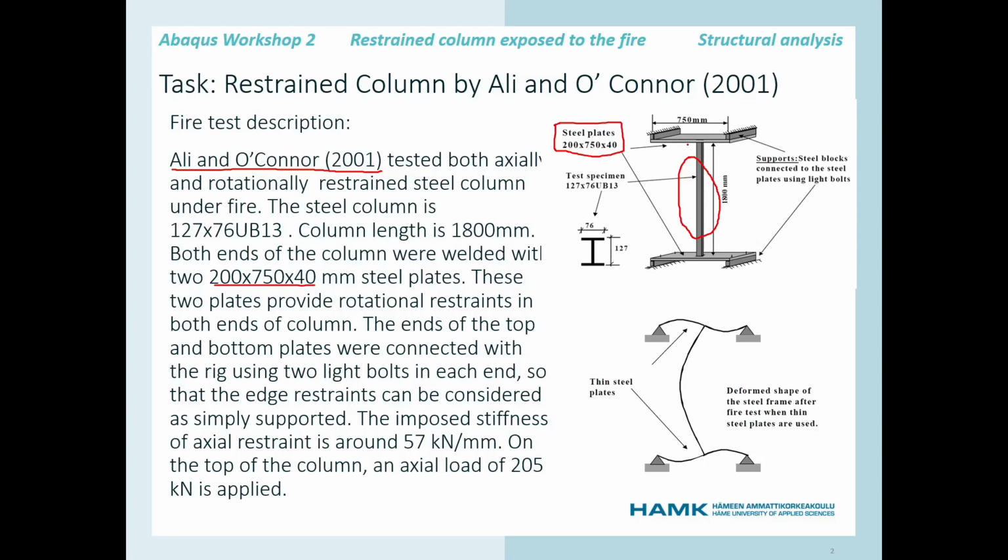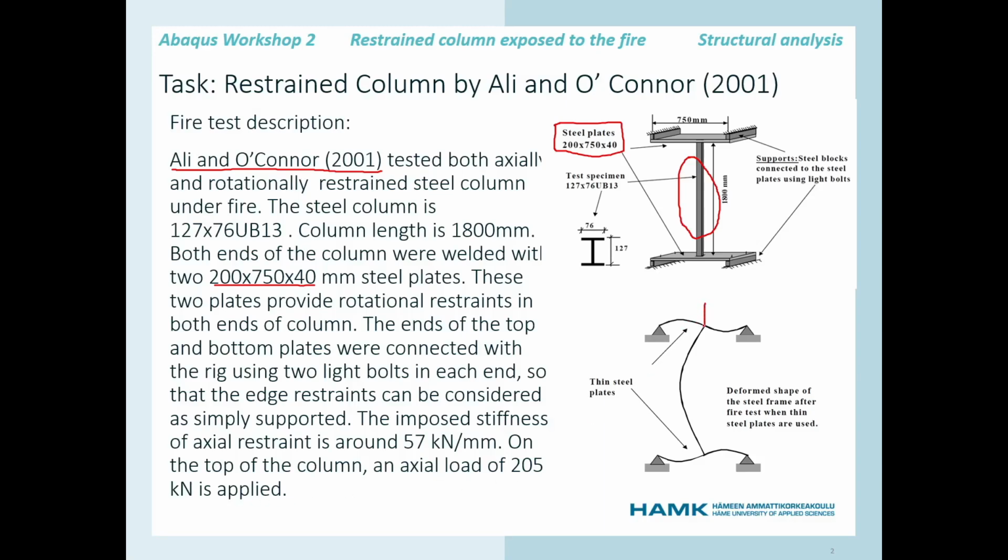Both ends of the column were welded with two 200 by 750 by 40 millimeter steel plates. These are the bottom and the upper steel plates, and these two plates provide rotational restraint at both ends of the column. The top and bottom plates were connected to the rig using two bolts in each. So the edge restraint can be considered as simply supported, and the imposed stiffness of axial restraint is around 57 kilonewton per millimeter, and on the top of the column an axial load of 205 kilonewton is applied.